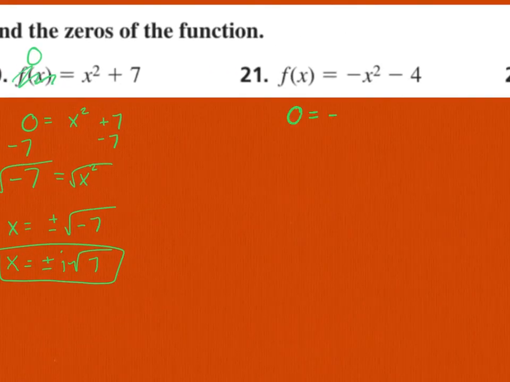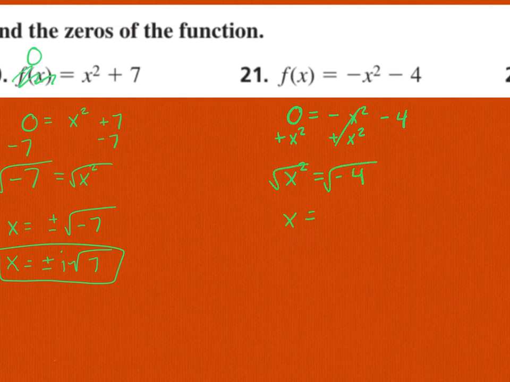We have 0 is equal to negative x squared minus 4. I'm going to add the x squared to the other side. So I get x squared is equal to negative 4. Take the square root of both sides, so x is equal to plus or minus square root of negative 4. The square root of negative 4 is 2i. So x is equal to plus or minus 2i. So 4 factors down into negative 1, 2, and 2. So we take out the negative 1 as the i, and we take out the pair of 2's for the 2.